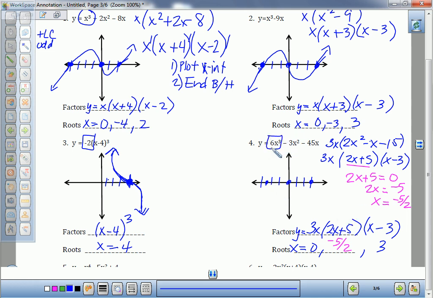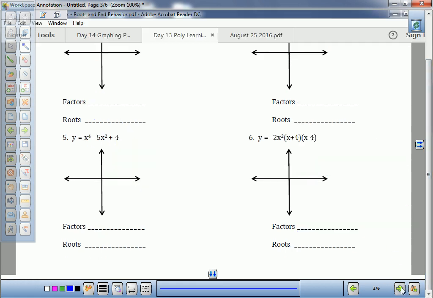Odd degree function, positive leading coefficient, falls to the left, rises to the right. Each of the factors is to the first power. There's no multiplicity, so we're passing straight through, no change in concavity at any of those points, no inflection points.